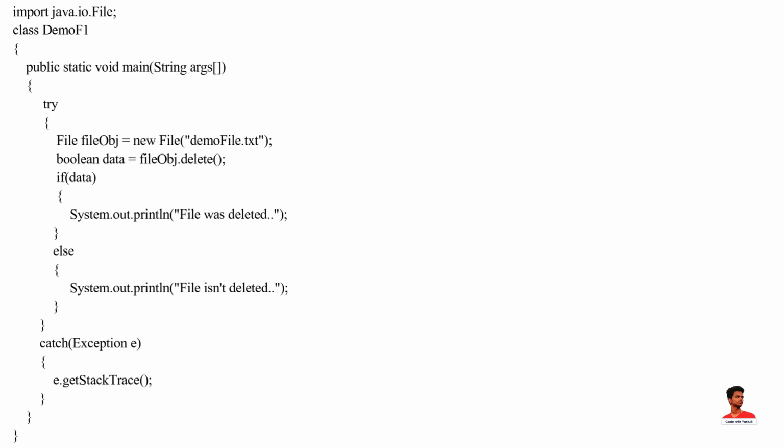In this example, we have created an object of File named file_obj. The file_obj now holds the information about the specified file. Here, we have used the delete method to delete the file specified by the object.